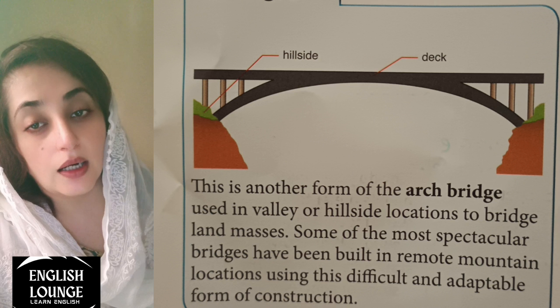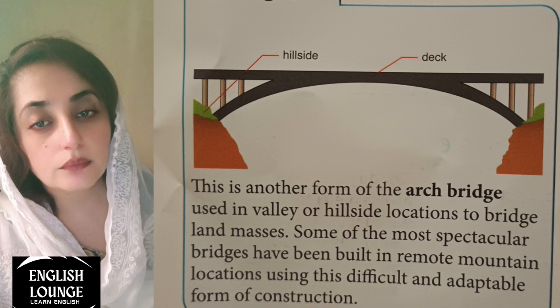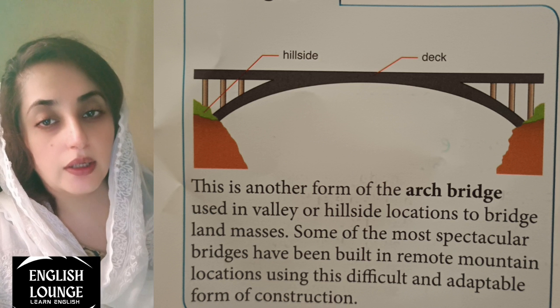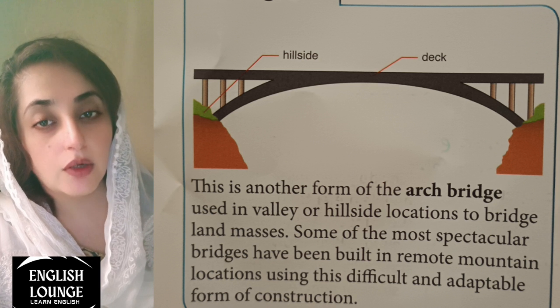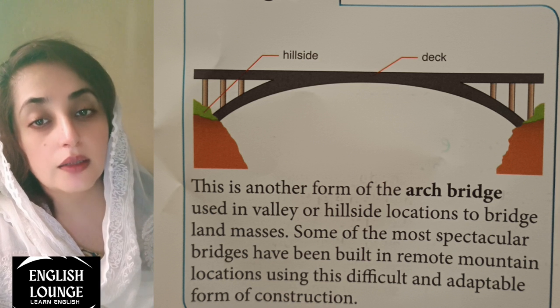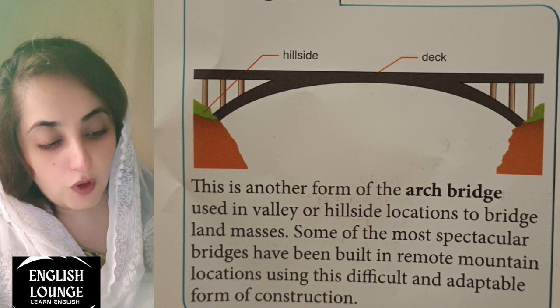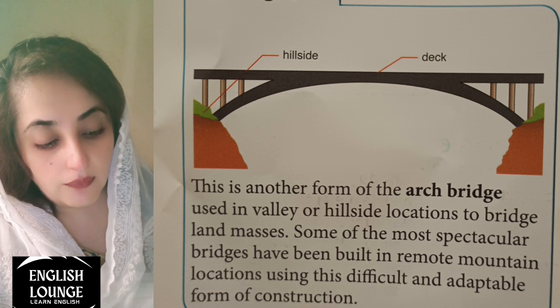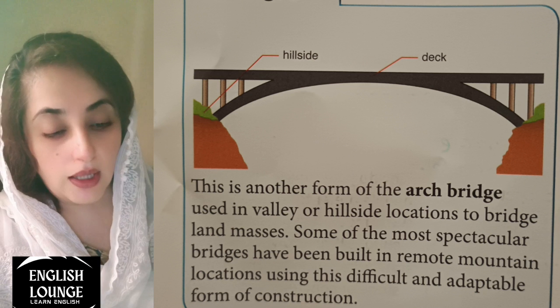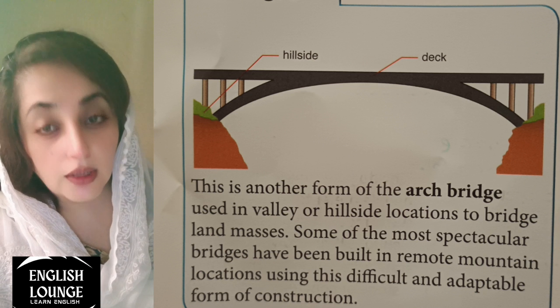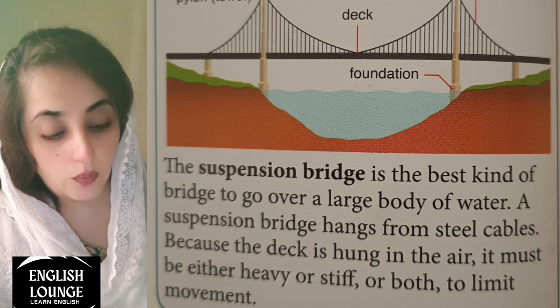Arch bridge 2. This is another form of arch bridge used in valley or hillside locations to bridge land masses. Some of the most spectacular bridges have been built in remote mountain locations using this difficult and adaptable form of construction.